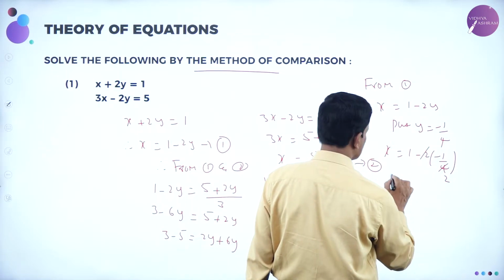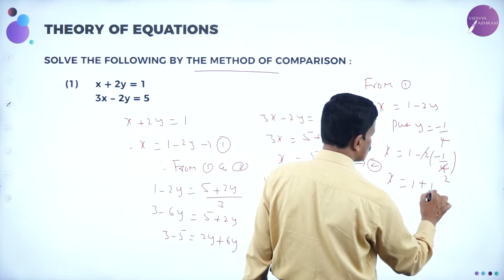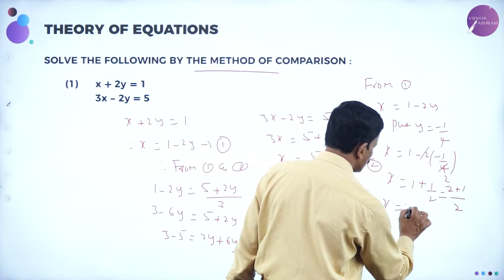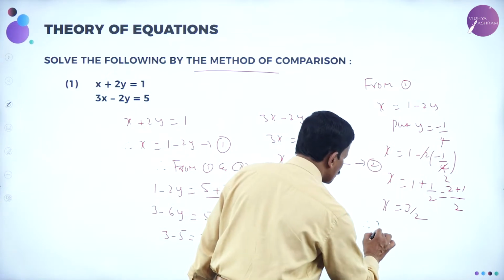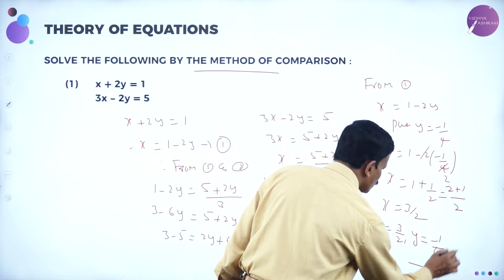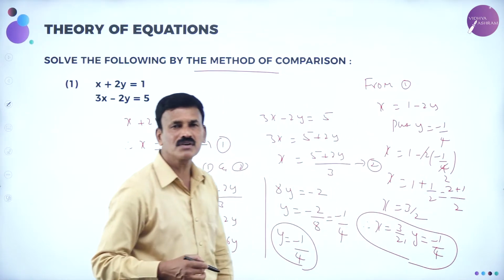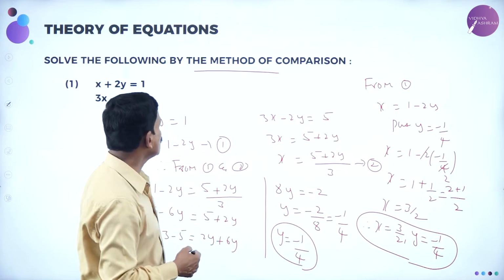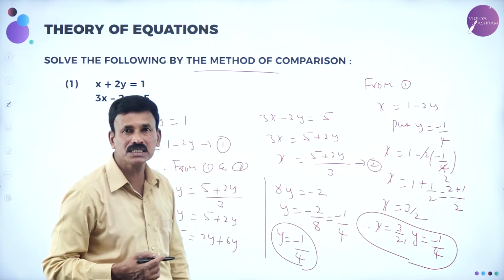The 2s get cancelled. Minus into minus is plus 1 by 2. Take LCM. 2 is the LCM. 2 plus 1. So, x is equal to 3 by 2. Therefore, the value of x is 3 by 2 and y is equal to minus 1 by 4. These are the values of x and y. So, this type of solution is called solving the simultaneous equation by comparison method.